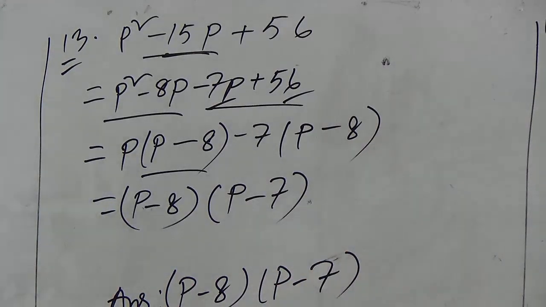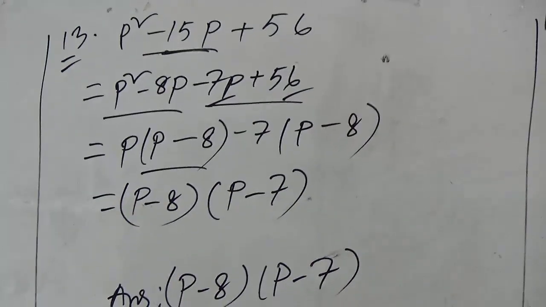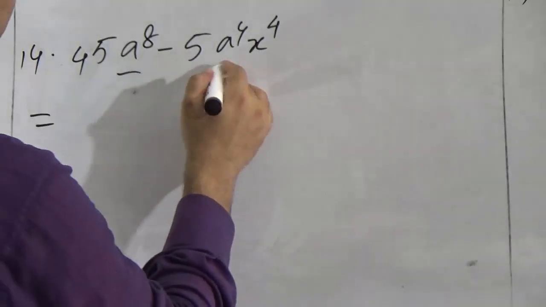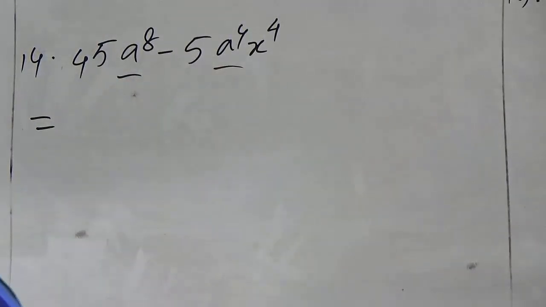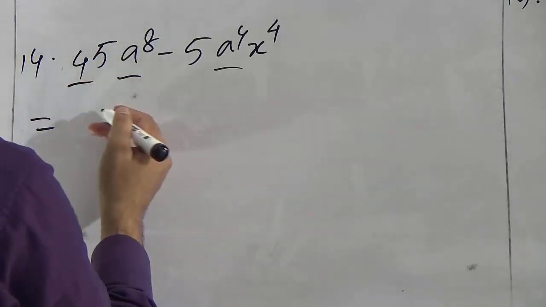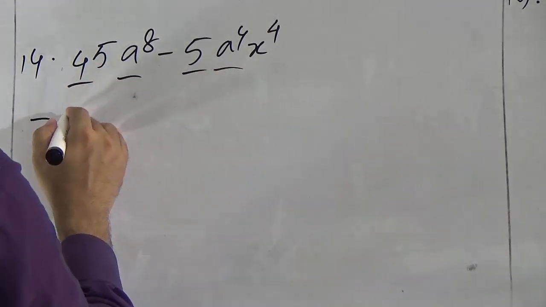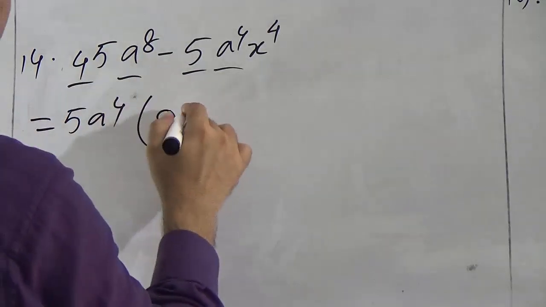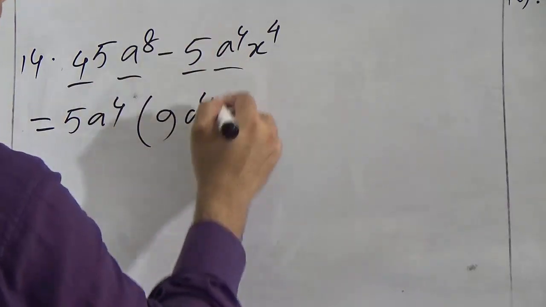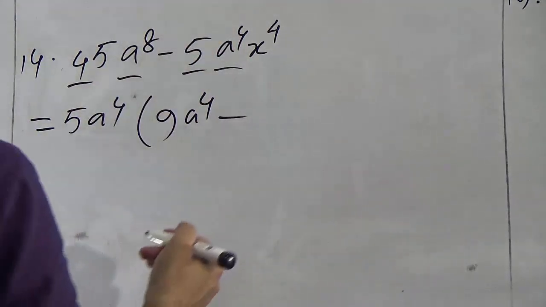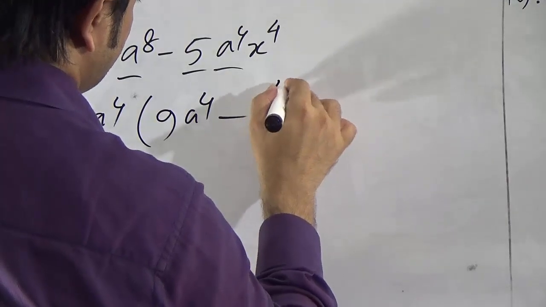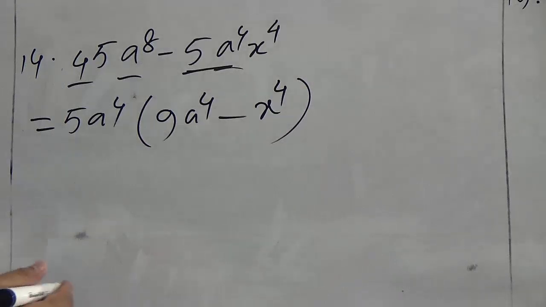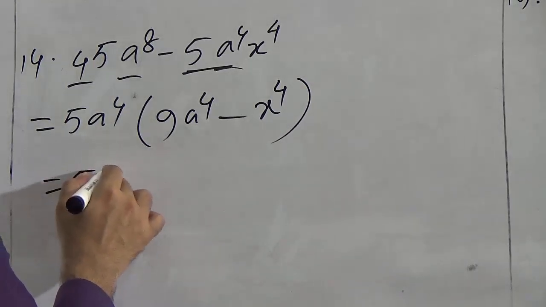Now question 14. Question 14, we are looking here at a to the power 8, a to the power 4. So we can take a to the power 4 as common, and here is 45 and here is 5. We can take 5 a to the power 4 as common. So here 9 will remain and a to the power 4 will remain in the first term, and in the last term only x to the power 4 will remain, as I have taken 5 a to the power 4 common.